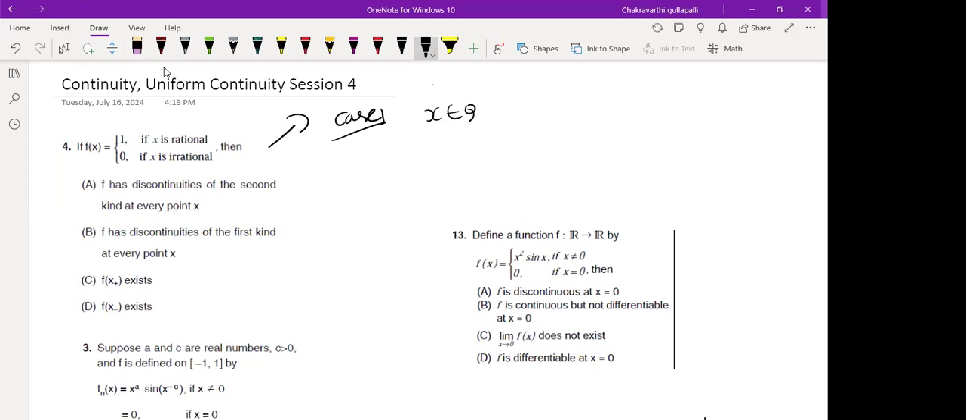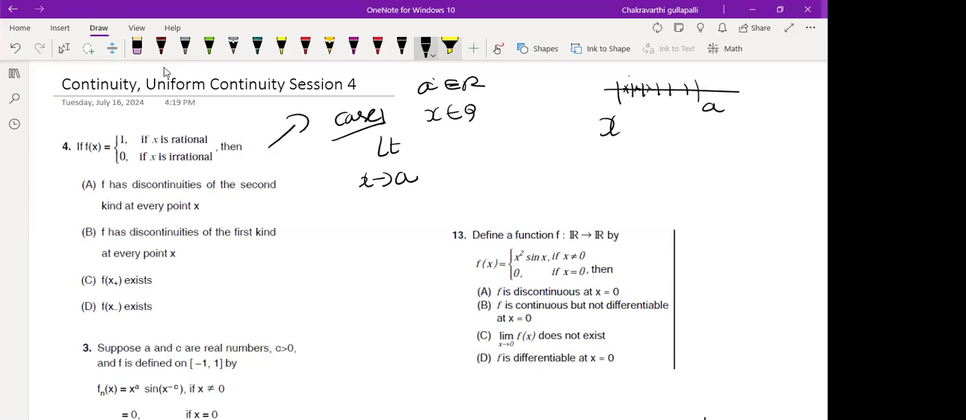A is a fixed point, A belongs to R. It may be rational, it may be irrational, anything. Your x is belonging to Q. So x is here, A is here. x belongs to Q, limit means x is approaching A through the set of rationals. Between x and A, there will be rationals, there will be irrationals. Rationals are like this, irrationals let us denote by stars.